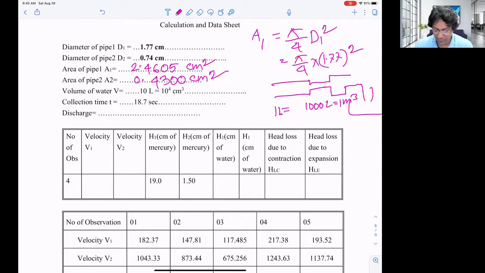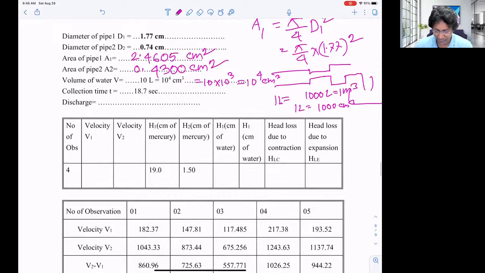So if we have 10 liter and 1 liter is equal to 1000 centimeter cube, then 10 multiplied by 10 to the power 3 is equal to 10 to the power 4 centimeter cube, right? So that is the value, and we measured the time. To collect water of 10 liter, it took 18.7 seconds.